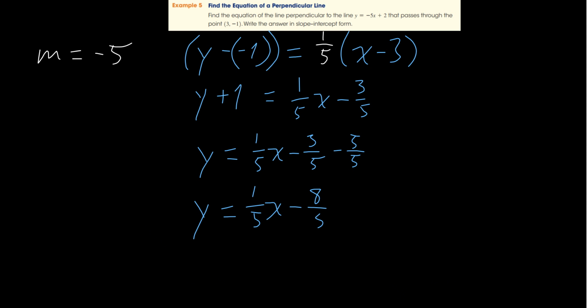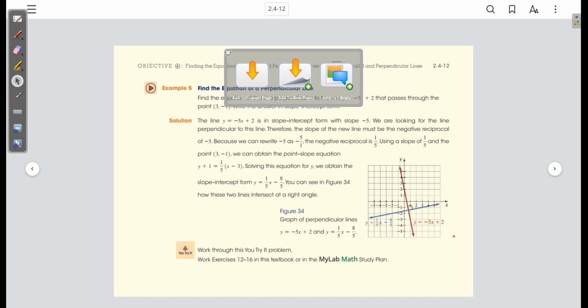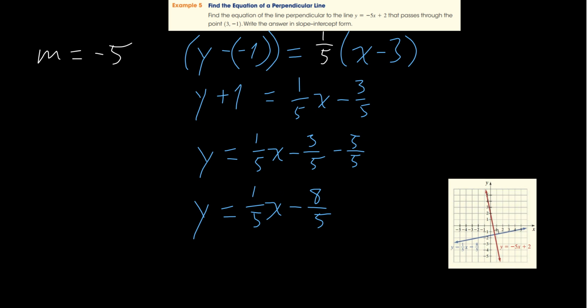Okay, and I think that about does it. Let's go ahead and snip the pretty graph because mine are awful. Current page. Boom. All right, and that concludes this lecture on perpendicular and parallel lines.